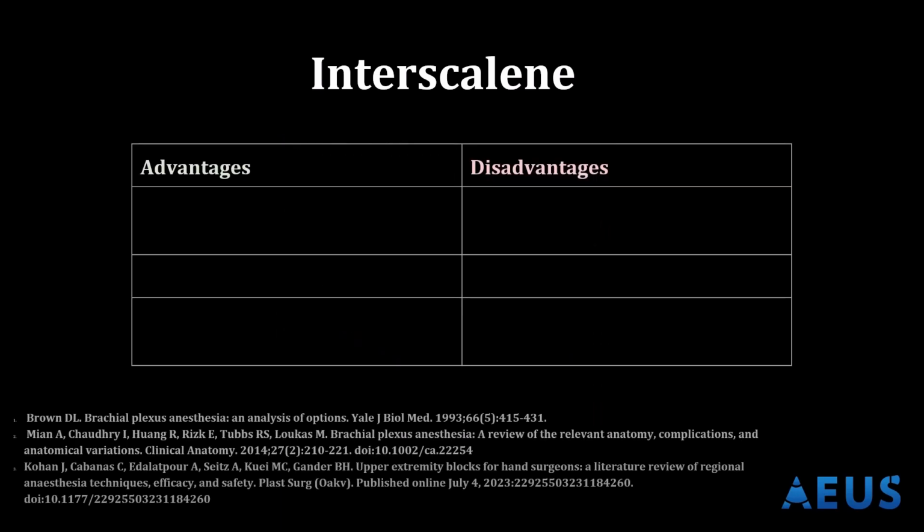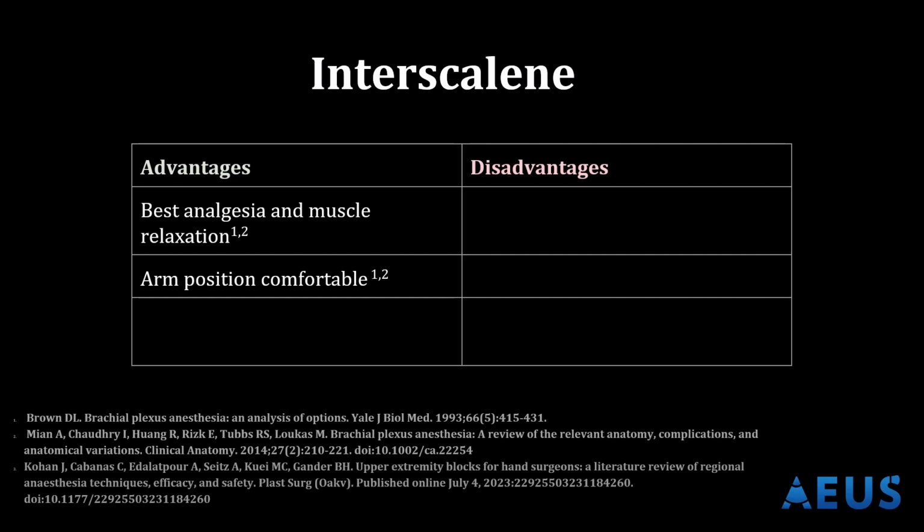The advantages of this block include the best analgesia and muscle relaxation of the entire shoulder joint. And as an added bonus, the arm can stay in a comfortable position. You don't need to abduct or rotate. This block does have some significant disadvantages though. There is essentially a 100% chance of causing phrenic nerve involvement and hemidiaphragmatic paralysis. In a patient with severe COPD, this is contraindicated and will cause respiratory distress.